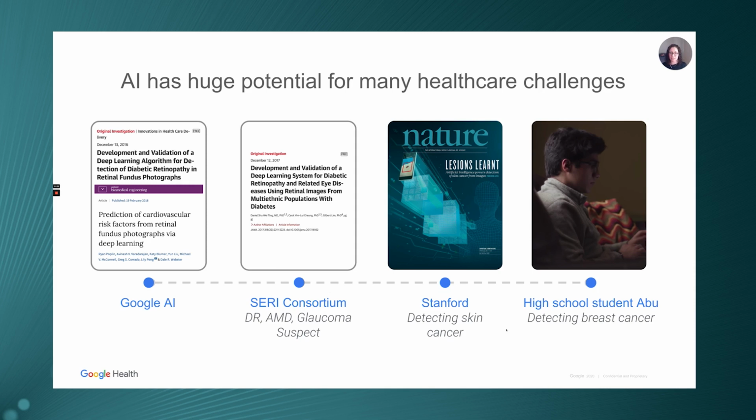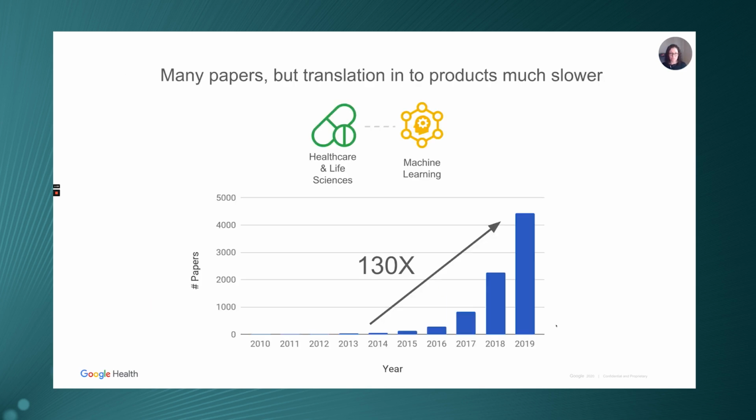And the best part is that machine learning works not only in the hands of experienced researchers, but also in the hands of undergrad students and even high school students. In recent years, we have also seen an exponential growth in the number of scientific publications at this intersection of healthcare, life sciences, and machine learning. And given the uptake of machine learning products in the consumer-facing space, one would expect a similar uptake in the healthcare space, but that has not been the case.